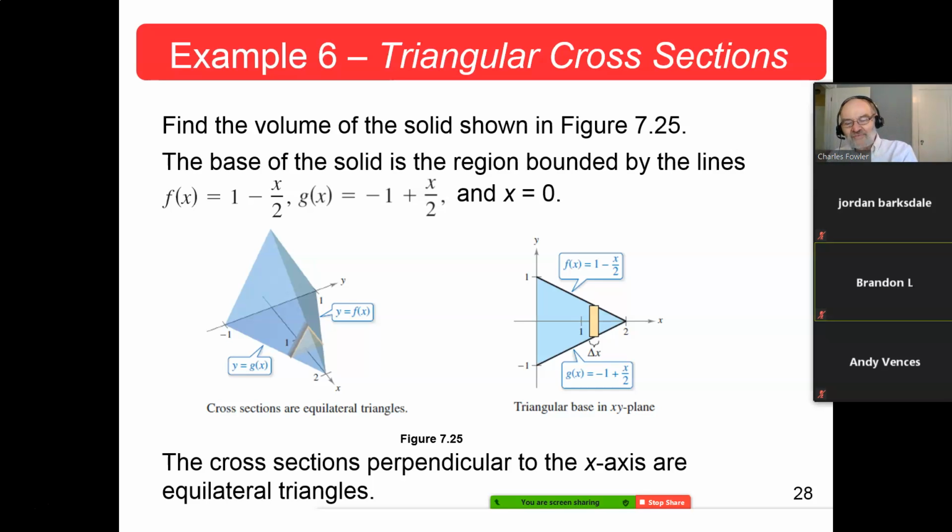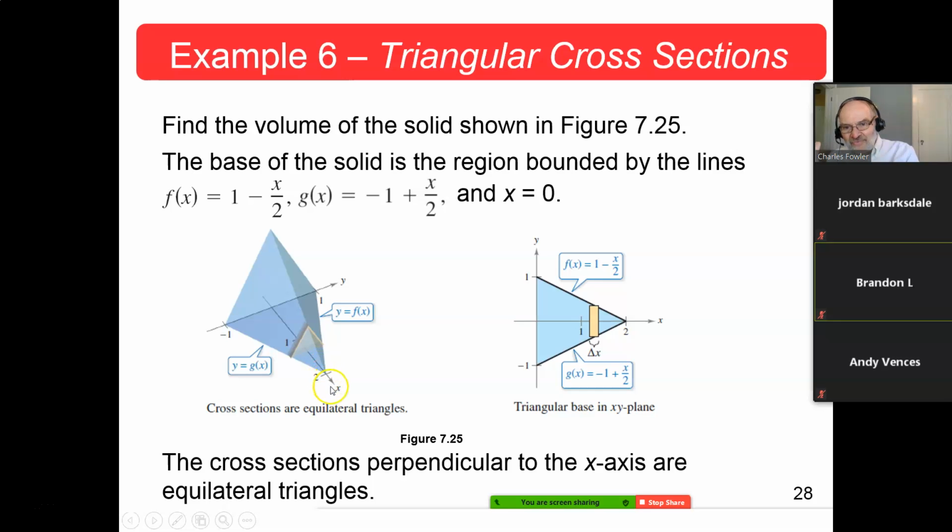Well, what we're going to do is use the difference between those two lines, f of x minus g of x. That's going to be the length of the base of that triangle, and then the height of the triangle you're going to have to get from elsewhere. And we're going to talk about that.